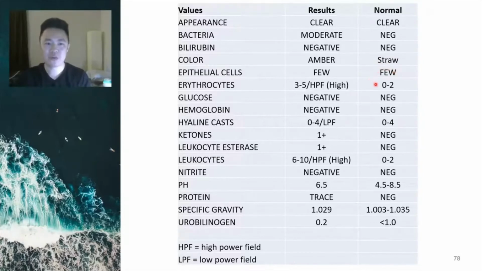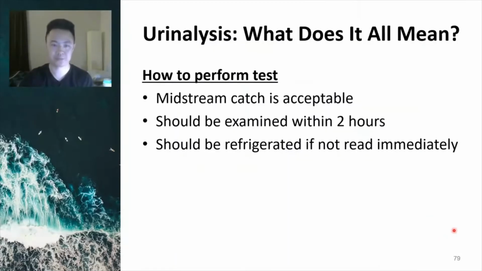You should have very few epithelial cells in there. Erythrocytes, low levels of or no levels of erythrocytes. You shouldn't have glucose or hemoglobin, and etc., etc. You can read down this list. This shows you what the normal readings for a urinalysis should look like.